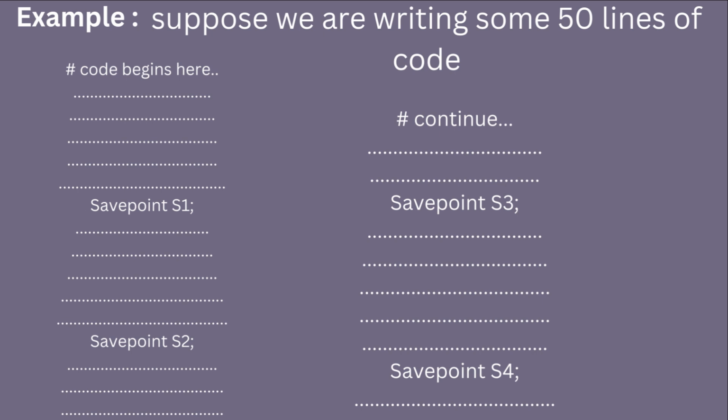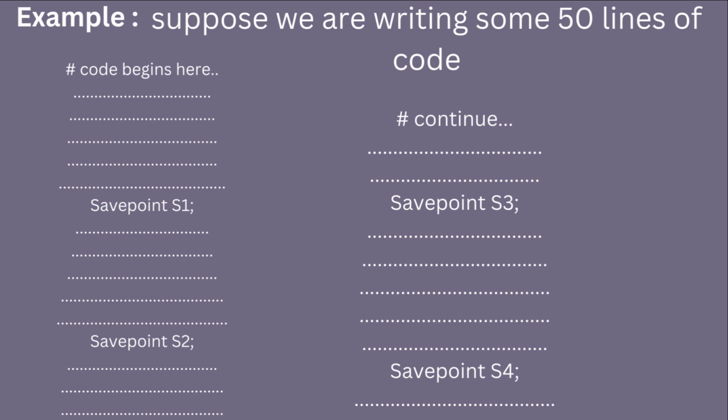Suppose we are writing some 50 lines of code. To be on the safer side, after every 10 lines of code or 5 lines of code, we can define one save point so that we are saving that data to that particular point temporarily. And suppose if we realize we did some mistake in between, we can roll back the data till that particular save point. For example, you can see here, I defined save points from S1 to S4 after every 5 lines of code. Suppose I did some mistake in between save points S3 and S4. We can just roll back the data to that particular save point S3 by using the rollback command as rollback to save point S3. By doing this, instead of affecting the complete data, I am just removing the data where I did the mistake. So this is how we will use save point and rollback commands.